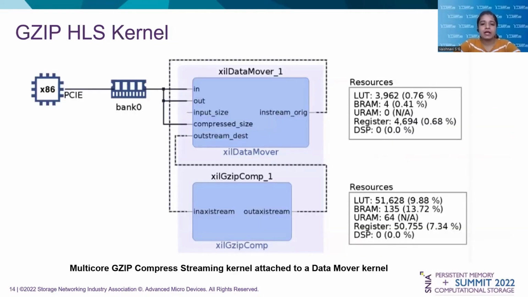The GZIP compression algorithm used in this work is developed in high-level synthesis language using the Vitis software development platform. The design used to offload data compression to hardware in ZFS is a multi-core GZIP compressed streaming kernel attached to a data mover kernel, as shown in the figure. The data mover kernel reads the source buffer from FPGA DDR and writes to the input stream of the GZIP compressed kernel. Similarly, the data mover kernel reads the compressed data from the output stream of the GZIP compressed kernel and writes to the P2P destination buffer present in FPGA DDR.